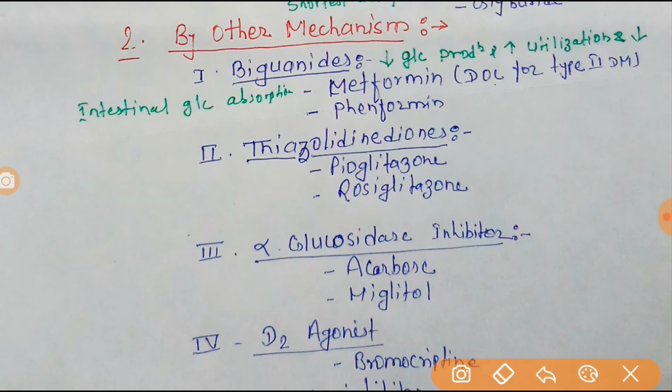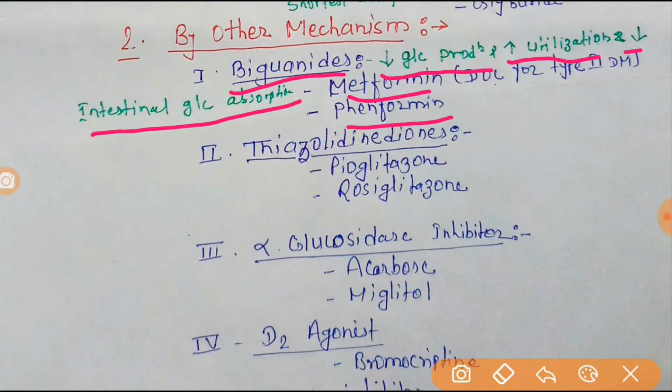The biguanides have the property to decrease glucose production, increase utilization, and decrease intestinal glucose absorption. They include metformin and phenformin. Metformin is the drug of choice for type 2 diabetes mellitus.